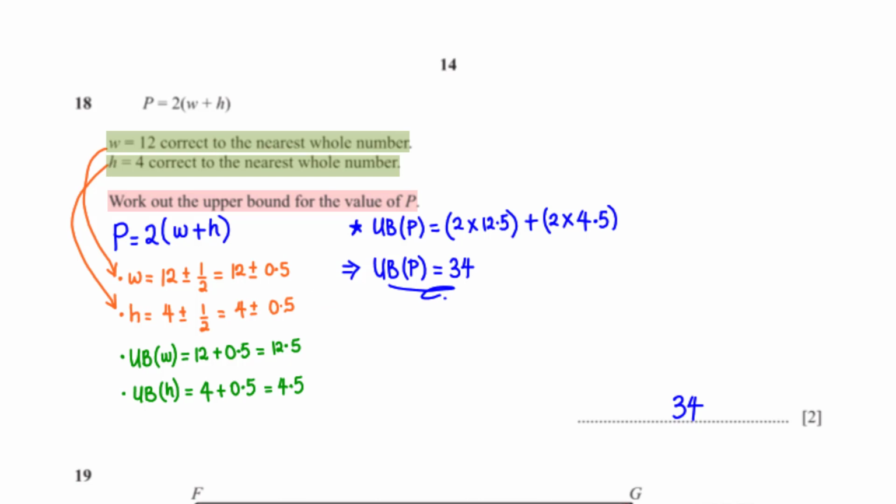So to find the upper bound of W, we ignore the minus and we have 12 plus 0.5, which gives us 12.5. To also find the upper bound of H, we ignore the minus sign and we have 4 plus 0.5, which is equal to 4.5. So the upper bound of P will be equal to 2 times the upper bound value of W, which is 12.5, plus 2 times the upper bound value of H, which is 4.5. And when we type this into the calculator, we get the upper bound of P as 34.